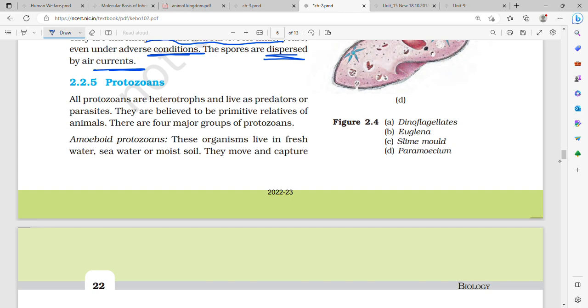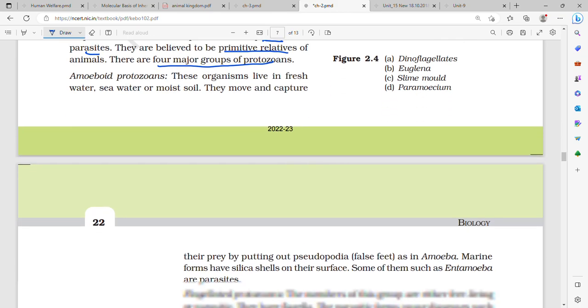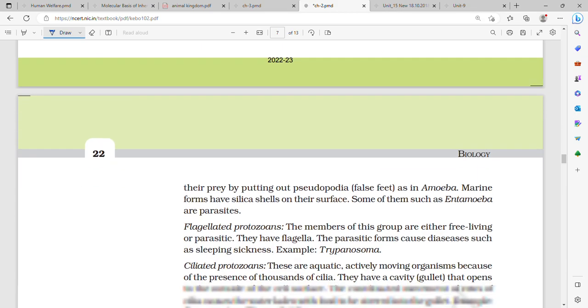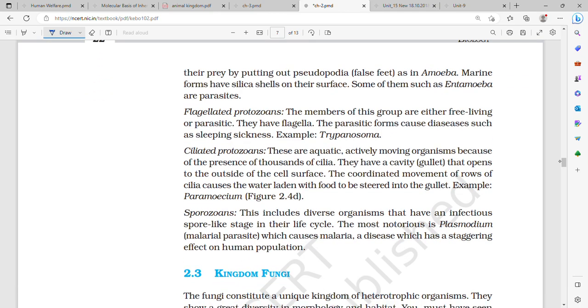Then protozoans. All protozoans are heterotrophs and live as predators or parasites. They are believed to be primitive relatives of animals, and there are four major groups of protozoans. First is amoeboid protozoan, then flagellated, then ciliated, and last is sporozoan. Firstly, amoeboid protozoans live in fresh water, seawater, and moist soil. They move and capture their prey with the help of their false feet or pseudopodia.